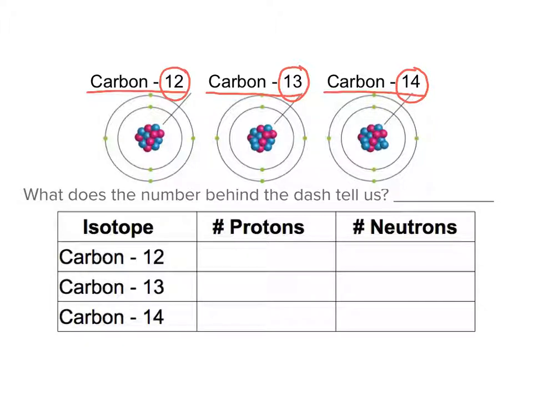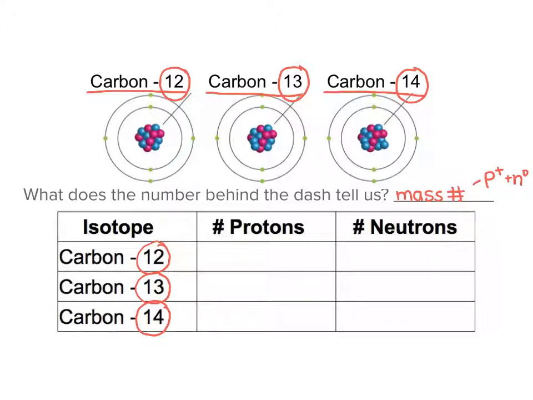So we want to know, what does that number tell us again, the one behind the dash? That is going to be our mass number. And remember, the mass we said is protons plus neutrons. Okay. So when we have the isotope of carbon 12, we're saying the mass is 12. When we have carbon 13, the mass is 13. And when we have carbon 14, the mass is 14.